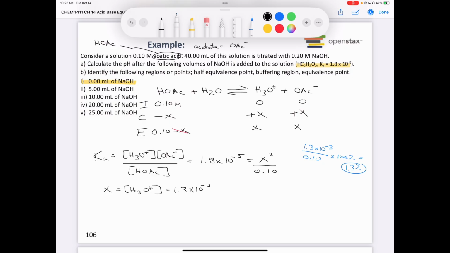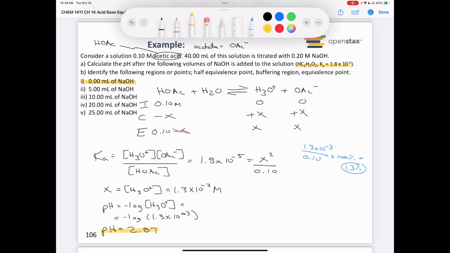And so now we can evaluate our pH, and pH is equal to the negative log of the concentration of hydronium. We end up with our pH being equal to the negative log of 1.3 times 10 to the negative 3, and we end up with our pH being equal to 2.87. Okay, so that is our pH after we have added 0 mL of our sodium hydroxide.